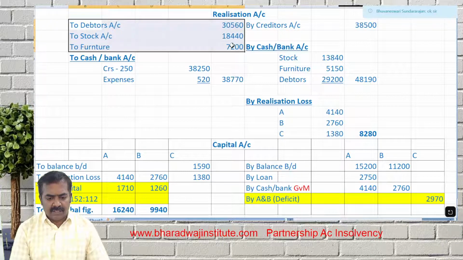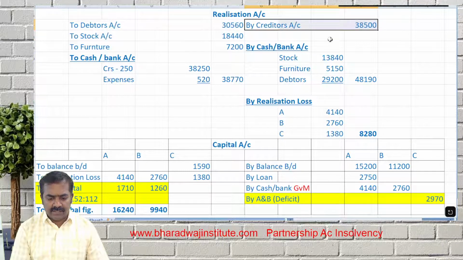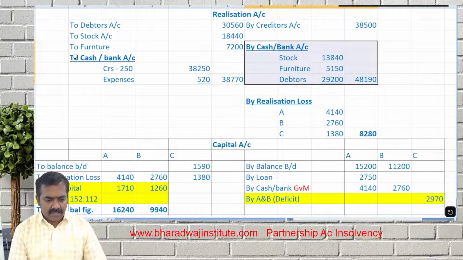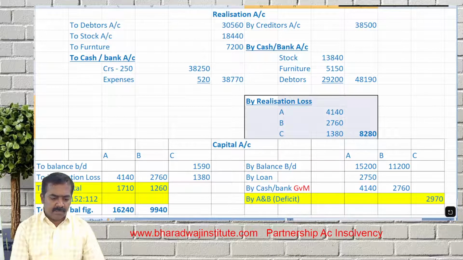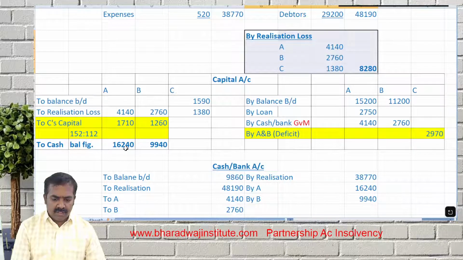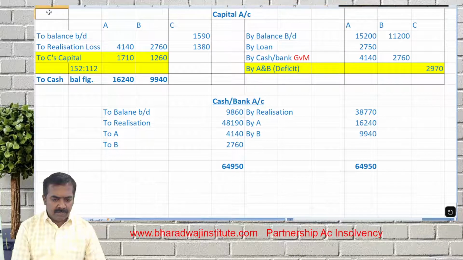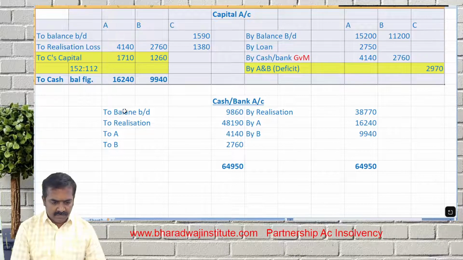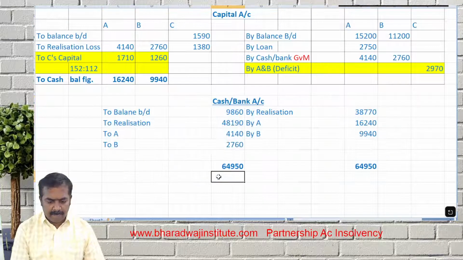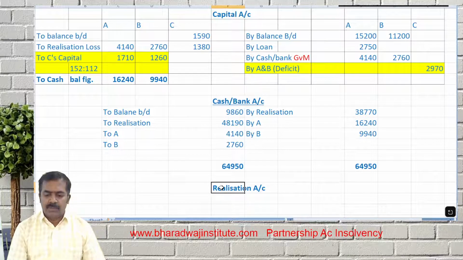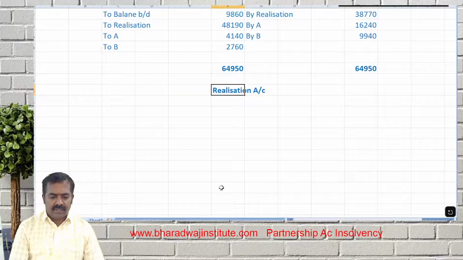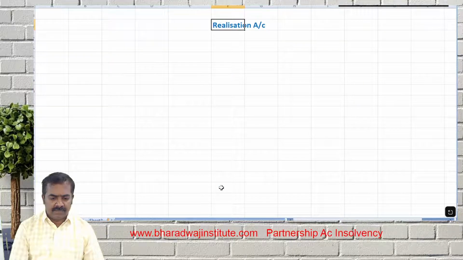Okay. Data, stock, and furniture, creditors, then realize assets, settle the liabilities, loss borne by the partners in profit sharing ratio. Then we prepare the capital account, settle the balance. This is for question number 14. Let us do it together.